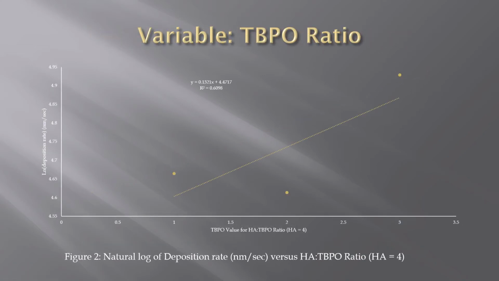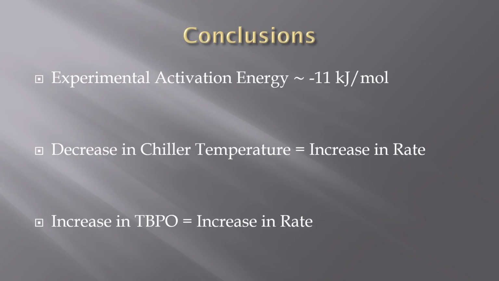The next variable tested was the amount of tertiary butyl peroxide. The general trend is that as TBPO increases, the reaction rate also increases. This is because TBPO is a peroxide initiator that promotes polymerization. The experiment was successful in depositing hexyl acrylate onto the silicon wafer.